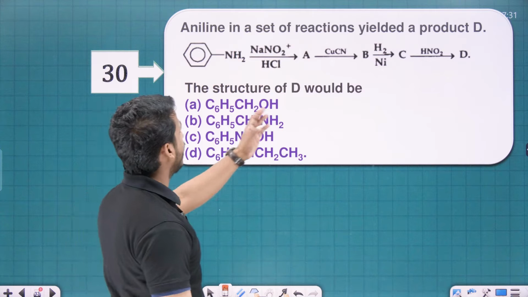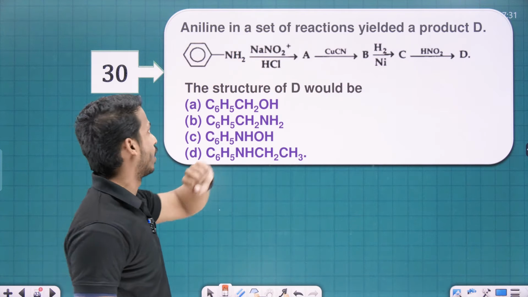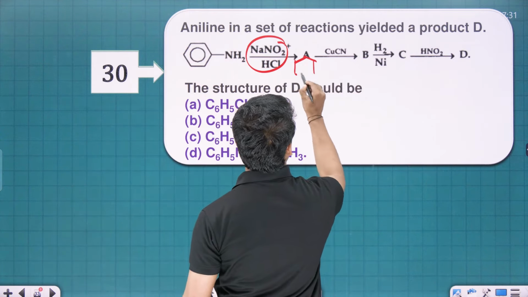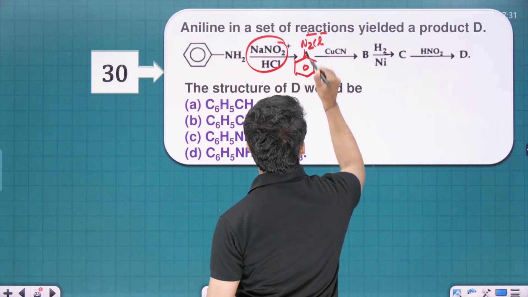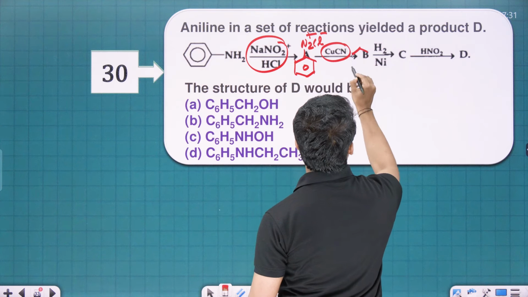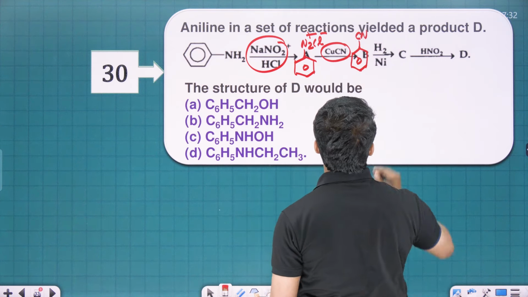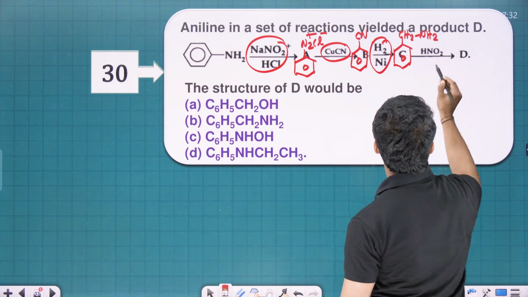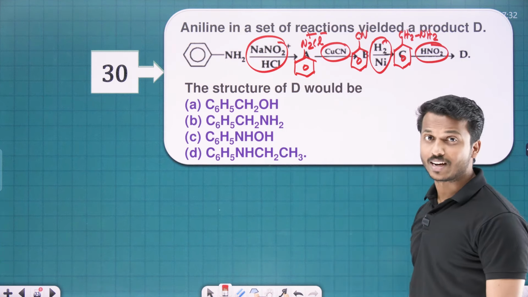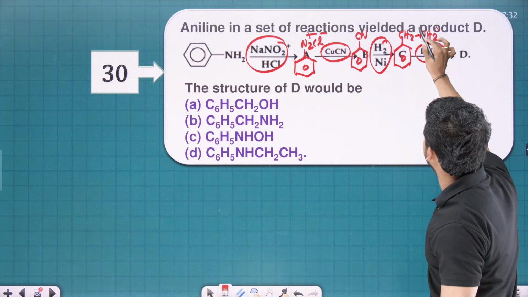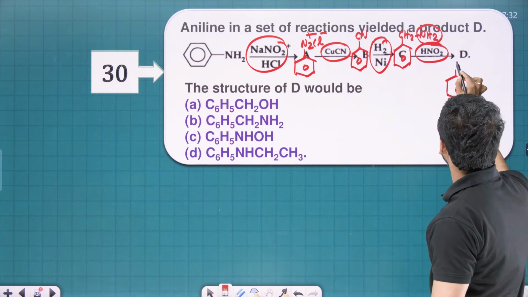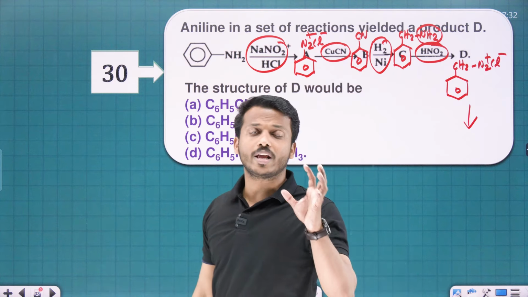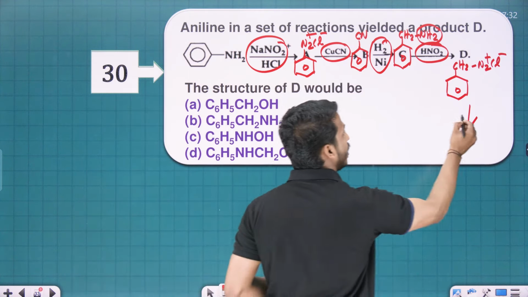Next one. Aniline in a set of reactions yielded a product D. What is the last product, D? Let's start. The first structure is aniline on diazotization. What do we get? Aniline on diazotization gives diazonium salt. The diazonium salt treated with CuCN undergoes Sandmeyer reaction. You get cyanobenzene. Cyanide on reduction, what do we get? Amine, CH2, NH2. HNO2 is called nitrous acid, right? This is an aliphatic amine on diazotization. It becomes the salt CH2, N2+ Cl-. We know aliphatic diazonium salts are highly unstable, so immediately it reacts with the water.